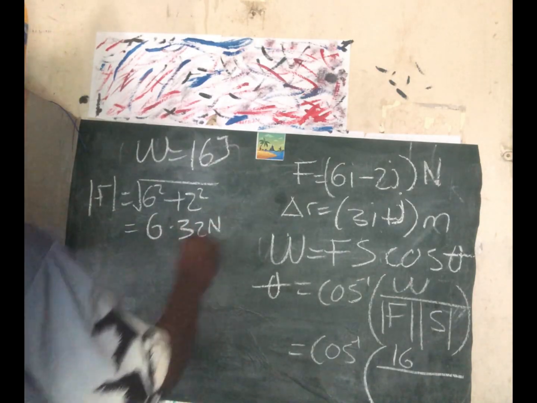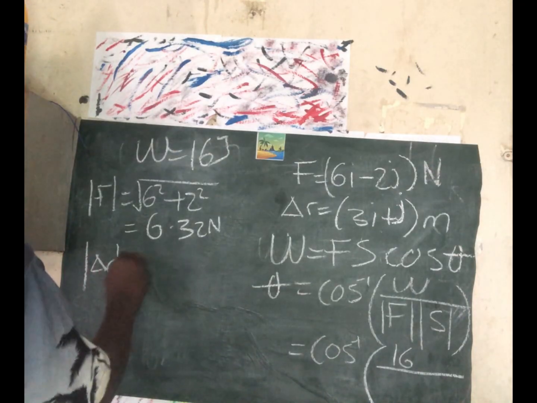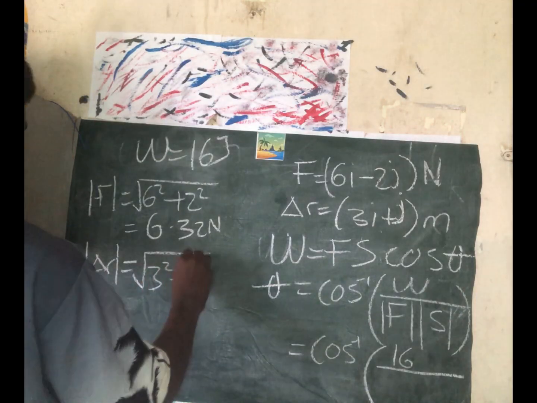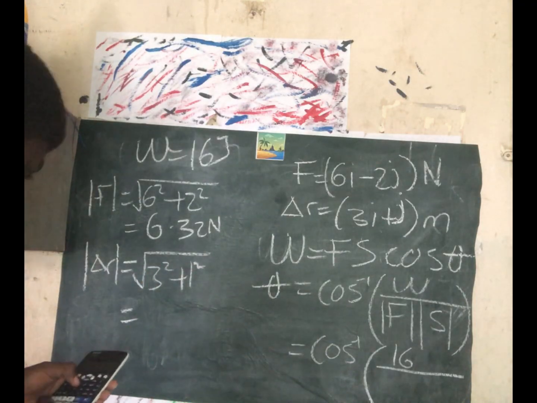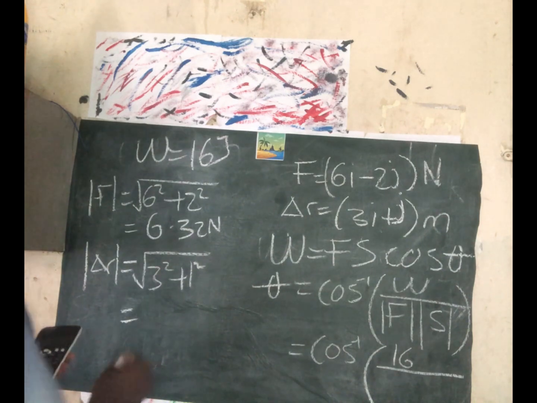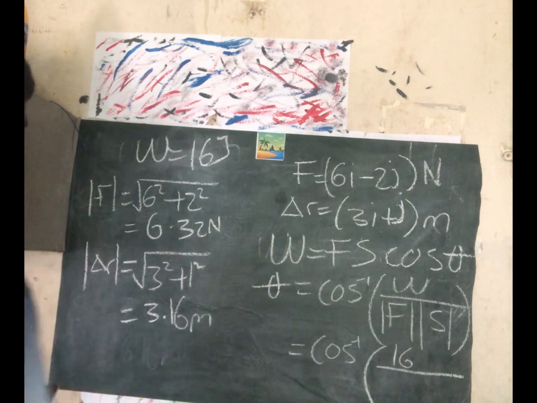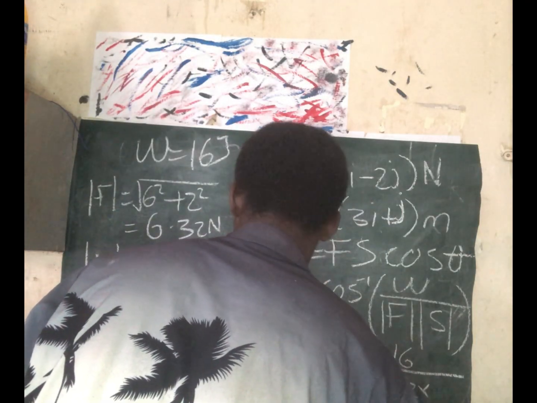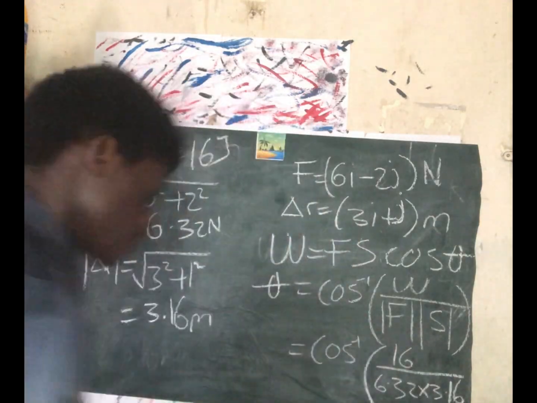6.32 Newton. Then the magnitude of our change in r, or s, will be the square root of 3 squared plus 1 squared. That'll be 3.16 meter. So just input your value: 6.32 times 3.16.